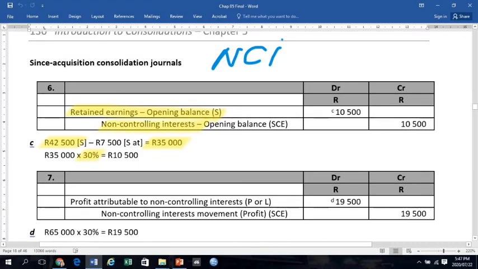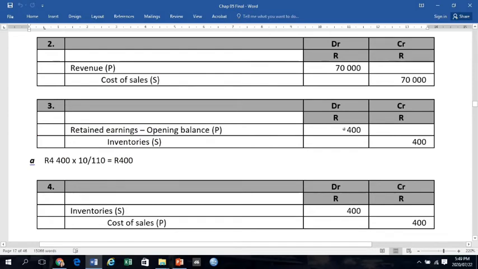What's important for purposes of Chapter 5 is to ask the question whether this opening retained earnings balance of the trial balance should not have been adjusted for the effect of the unrealized profit in opening inventories. We had a consolidation journal entry that said debit retained earnings opening balance. We saw that in Journal 3, retained earnings opening balance.